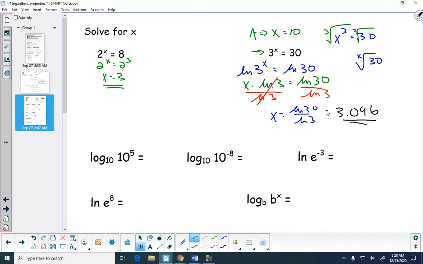Now, within the calculator, what I want you to do is take 3 to the 3.096 power. And what you should come down to is a value that's close to 30. It's not going to be exact, but it's going to be close enough for government work.